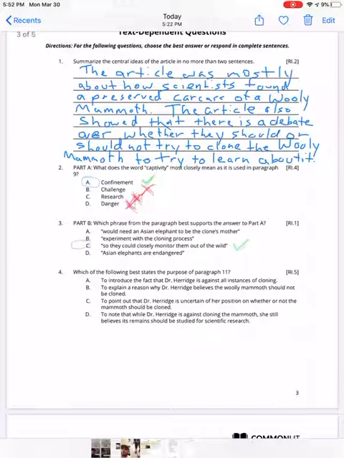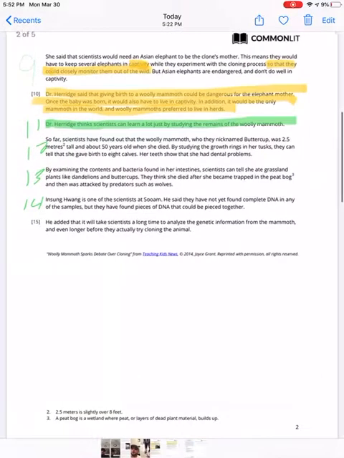We're looking at best states the purpose too. Number 3, or C. Sorry, C. To point out that Dr. Harridge is uncertain of her position on whether or not she doesn't want the animal to be cloned, right? Let's look at D. To note that while Dr. Harridge is against cloning the animal, she still believes its remains should be studied for scientific research. I'm going to say it's either B or D, honestly. To explain a reason why Dr. Harridge believes the woolly mammoth should not be cloned, or to note that while Dr. Harridge is against cloning the mammoth, she still believes its remains should be studied for scientific research.